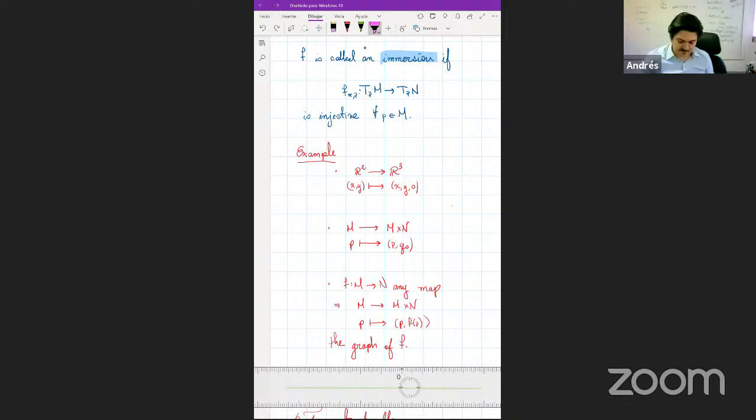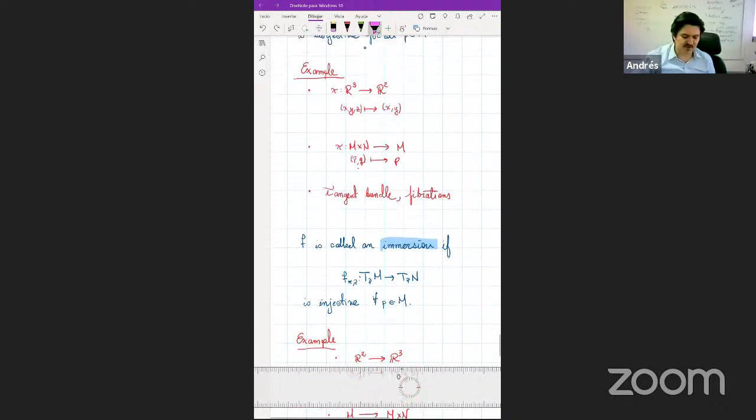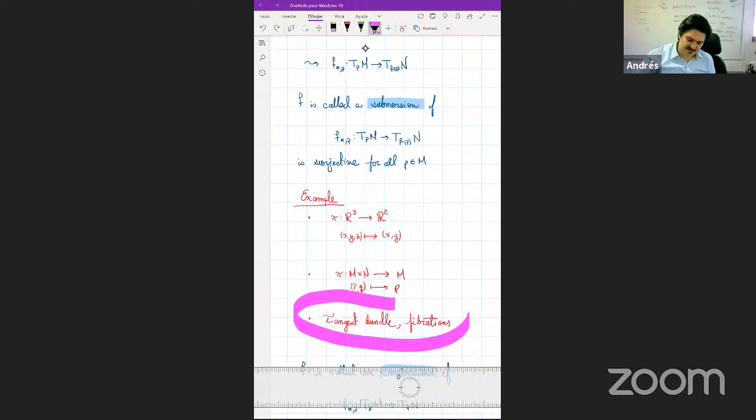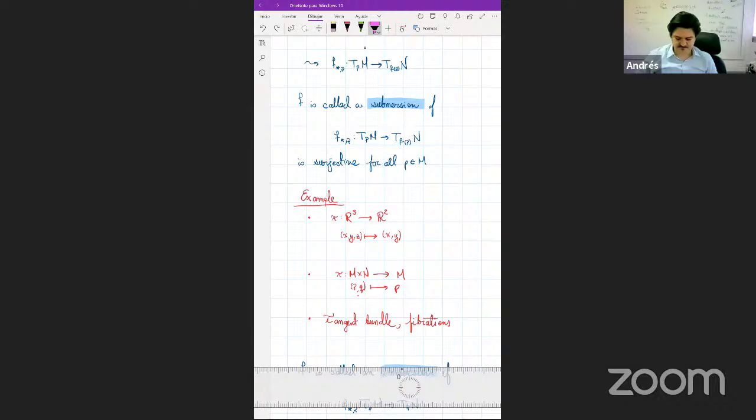And well, those objects are important on their own. We will not see so many of that, except in the case of submersions, for the tangent bundle and fibrations. We will study tangent bundles and also vector bundles, which is something more general than tangent bundles.